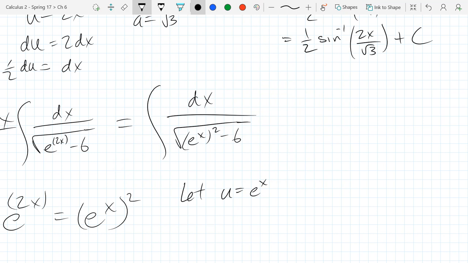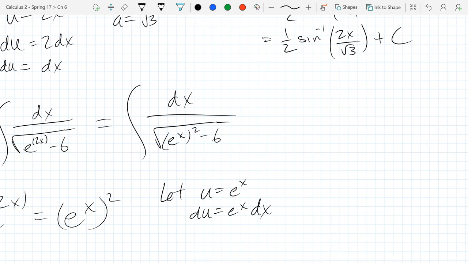E to the x, what is du? E to the x, dx. And what is a? Not quite 6. Square root 6, so what you're looking at is a squared, not a.